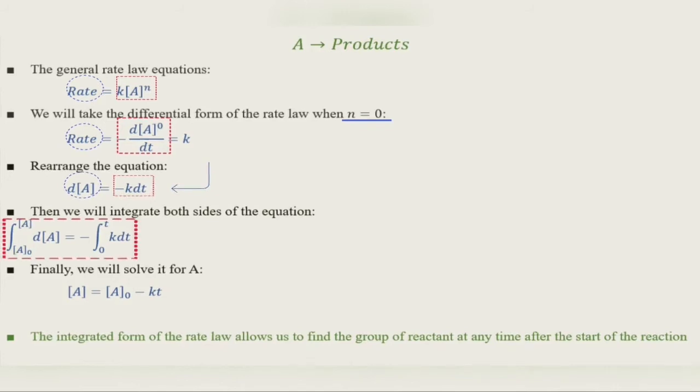Integration of differentiation of concentration from A0 to A equals negative integration of rate constant multiplied by differentiation of t from 0 to t. Finally, we will solve it for A. Concentration of A equals the initial concentration of A minus rate constant multiplied by time. The integrated form of the rate law allows us to find the concentration of reactant at any time after the start of the reaction.